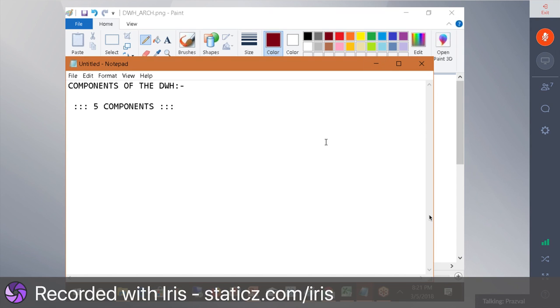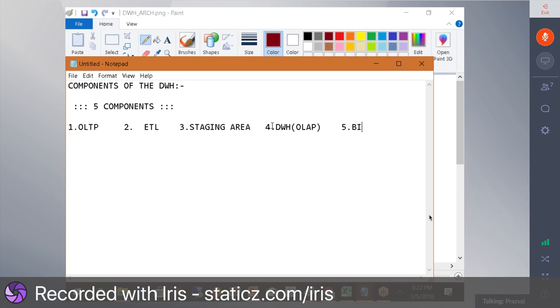Now you have seen that. The 5 components are: number 1 OLTP, number 2 ETL, number 3 staging area, number 4 data warehouse or OLAP, number 5 BI. I'm not giving all these points here because everything is in the notes. You're going to get 4 hard copy notes like this. In the level 1 notes, complete information is there, so refer to the notes to understand it.